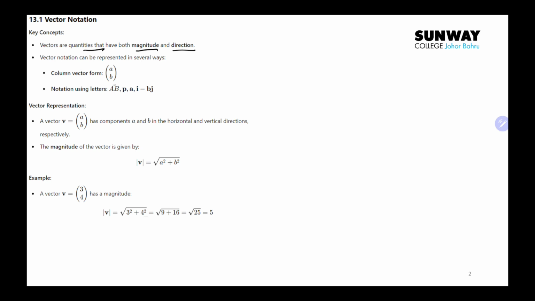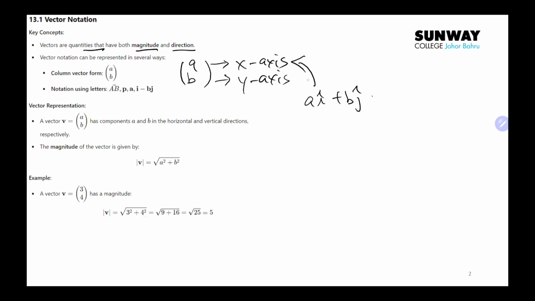The more common way to represent vectors is the matrix form, or the column form, where the first row usually represents the x-axis direction and the second row usually represents the y-axis direction. It can also be represented using letters. The component form is ai plus bj, where i represents the x-axis and j usually represents the y-axis.